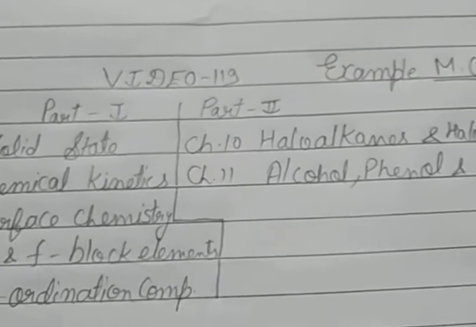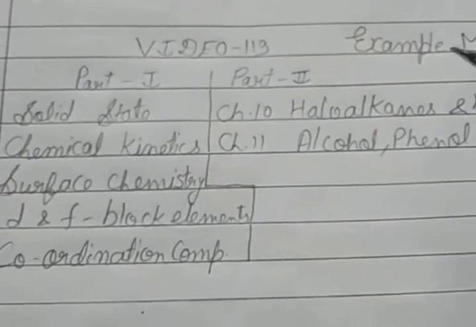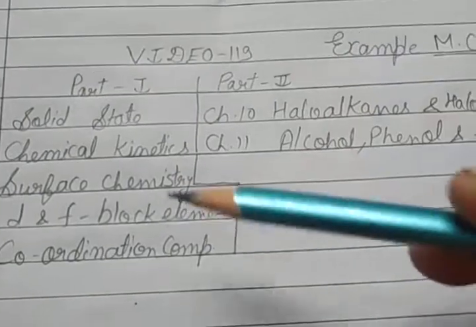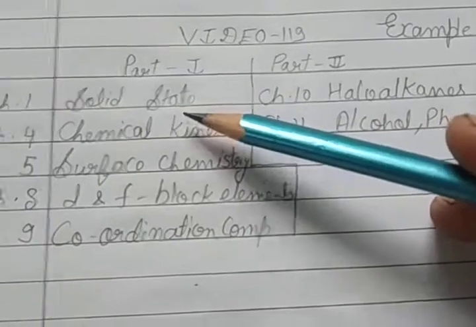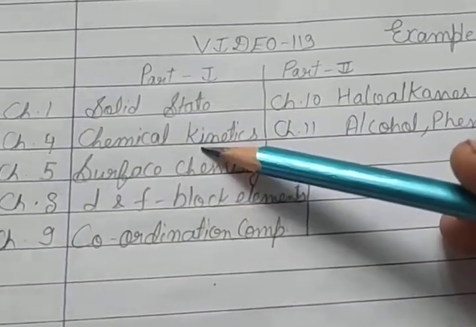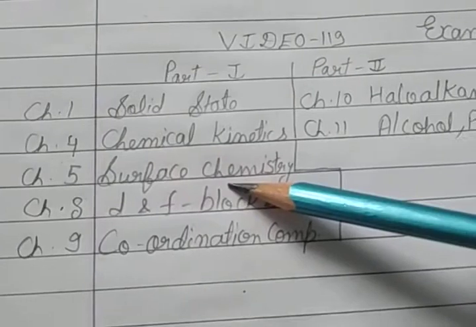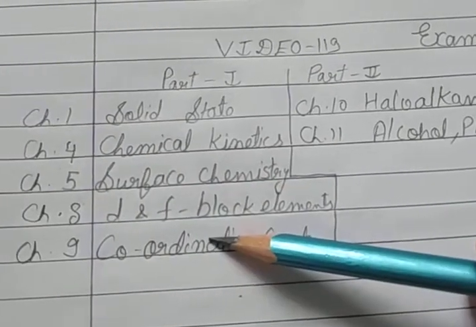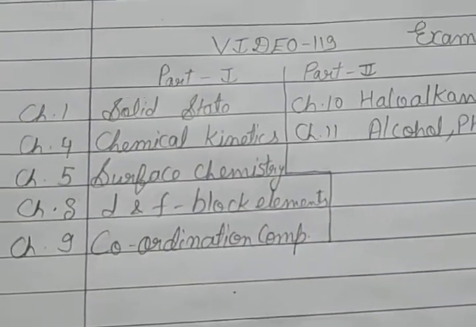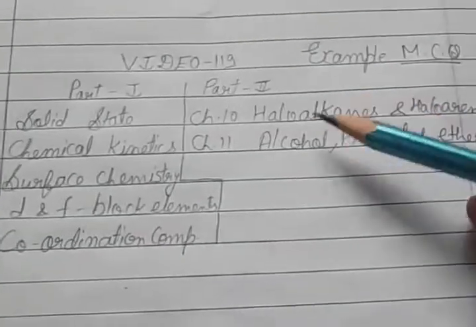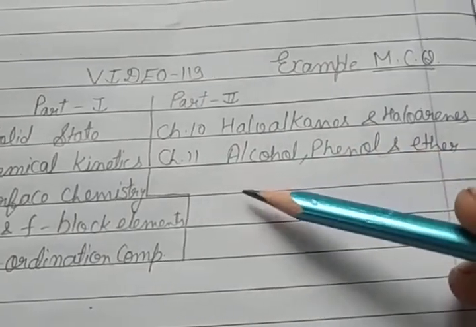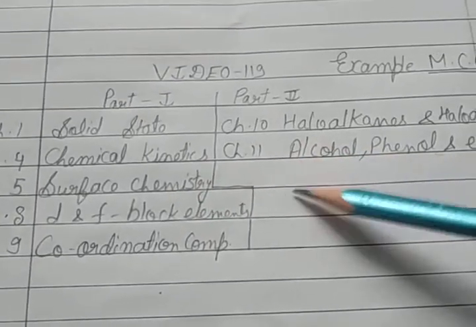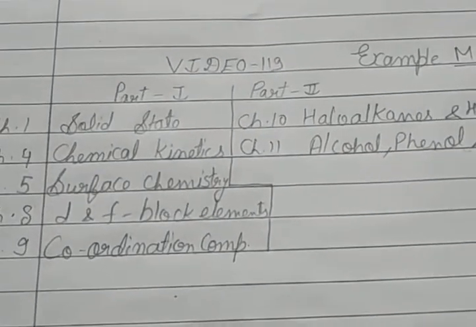I will explain MCQ questions of these chapters. These chapters will come in Essay 1. In Part 1: chapter number 1, Solid State; chapter number 4, Chemical Kinetics; chapter number 5, Surface Chemistry; chapter number 8, D and F Block Elements; chapter number 9, Coordination Compounds. And in Part 2: chapter number 10, Haloalkanes and Haloarenes, and chapter number 11, Alcohols, Phenols and Ethers. So a total of 7 chapters will come in Essay 1.